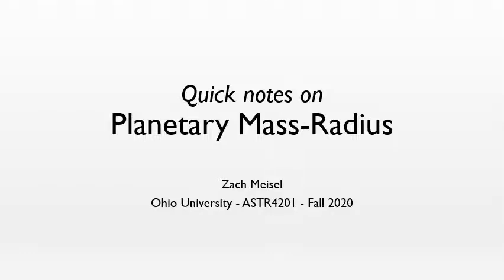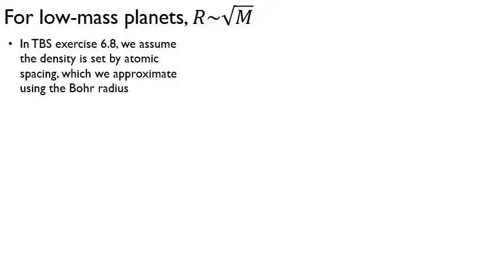Here are some quick notes on the planetary mass-radius relation to accompany Chapter 6 of To Build a Star. What I want to do here is just expand a little bit on something that was briefly alluded to in the book in problem 6.8. So in Chapter 6 of To Build a Star in problem 8, we calculate a mass-radius relation, and we find for a certain set of conditions that the radius goes as the square root of the mass. And we're asked or encouraged to compare that to the mass and radius of different solar system objects.